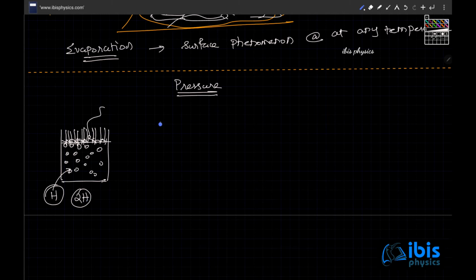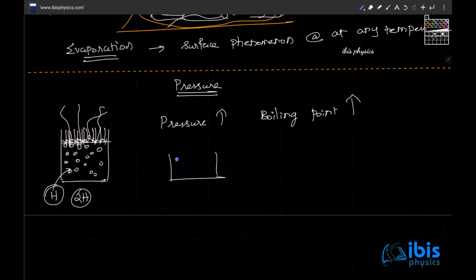So when pressure increases, the temperature at which these molecules escape increases, and that is called the boiling point. When pressure increases, the boiling point also increases. Boiling point increases.